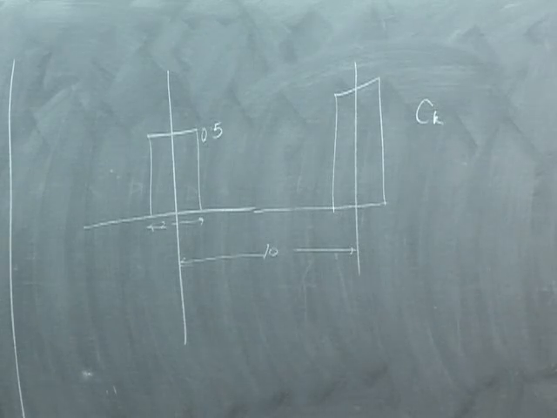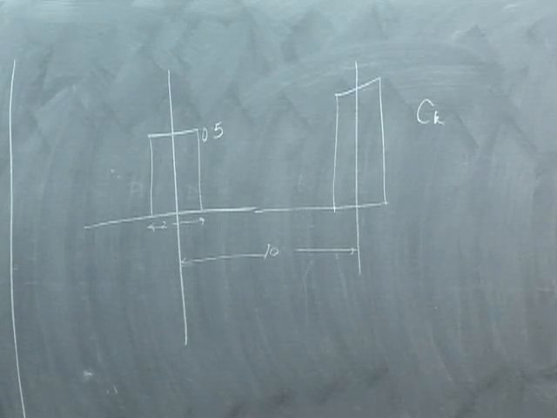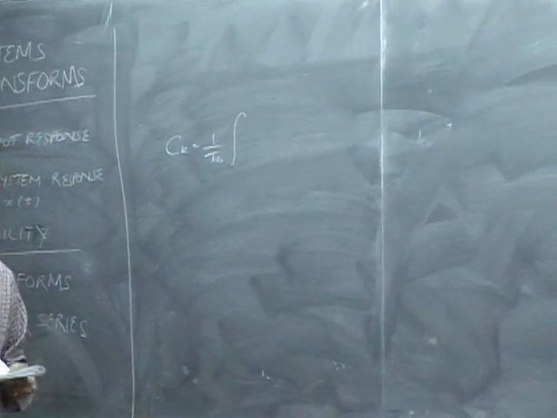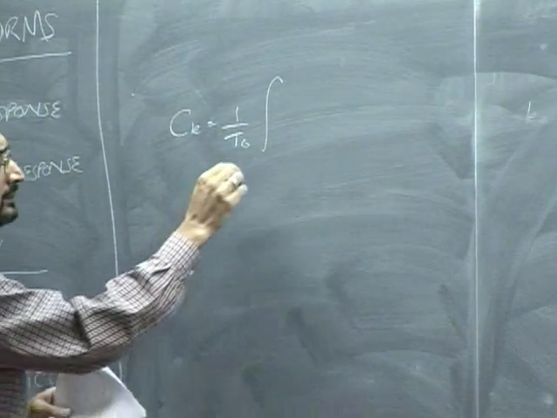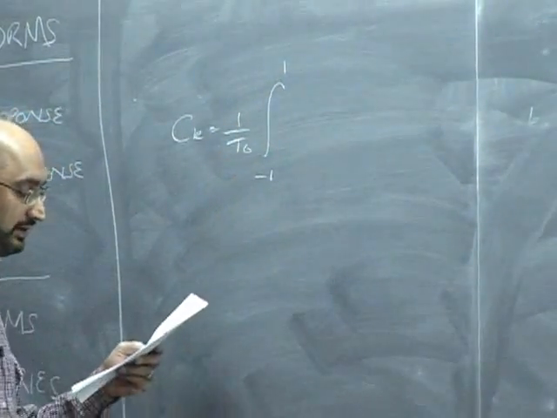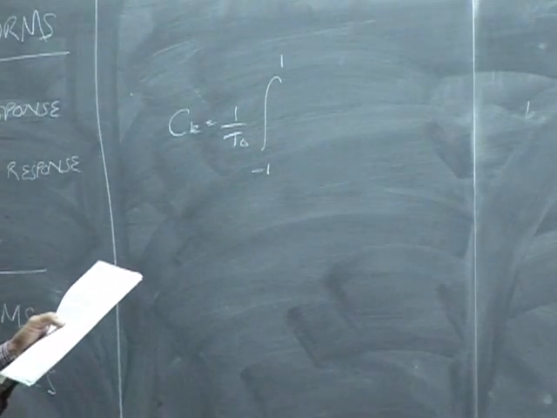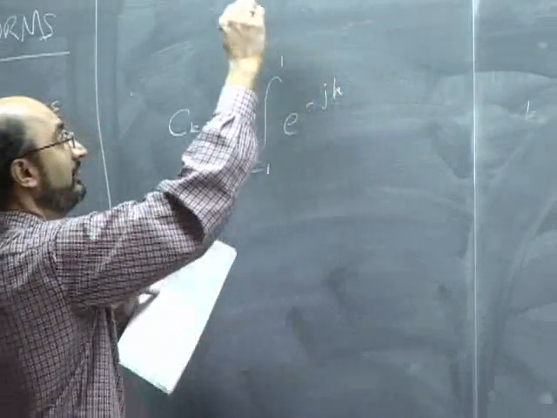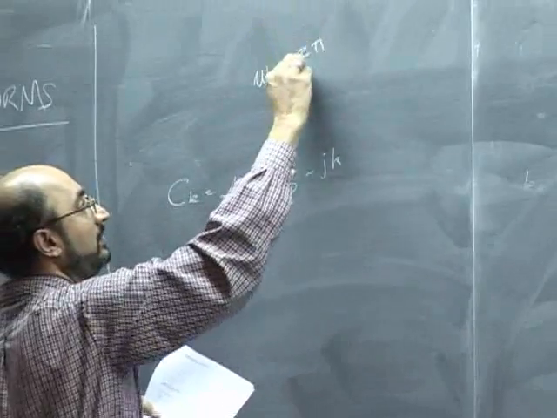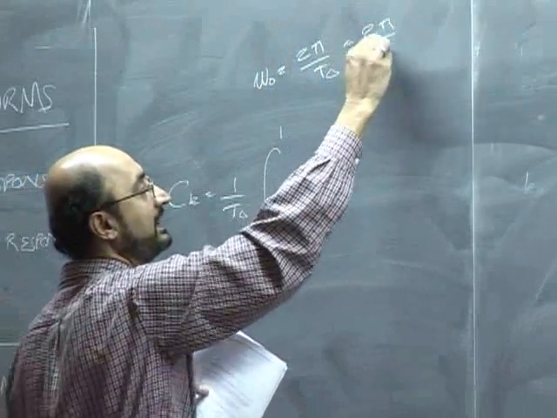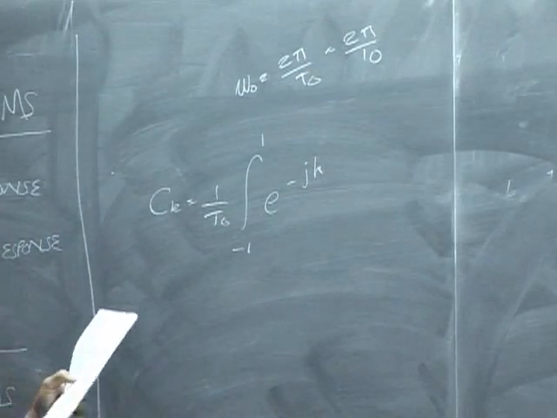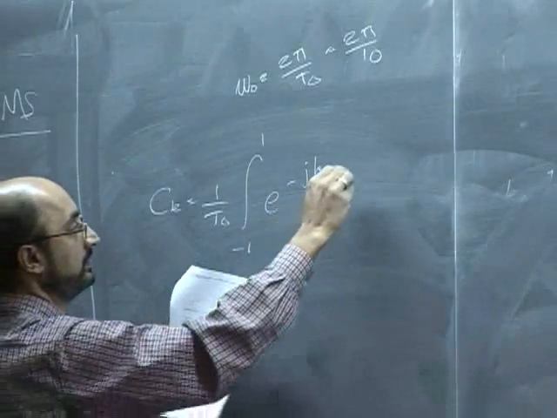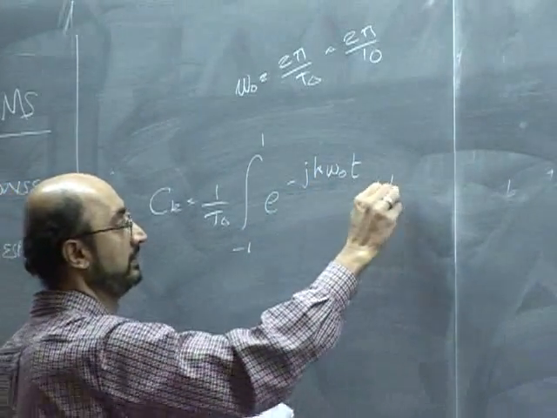So what is c_k? c_k is going to be 1 over T naught times the integral. We can choose any integral time, so we just make it easier. We'll go from minus 1 to 1, because we don't really care what span it is, and it will be e to the minus j k omega naught t dt, where omega naught is 2 pi by T naught, equals 2 pi by 10. We'll just leave it as omega naught for now.